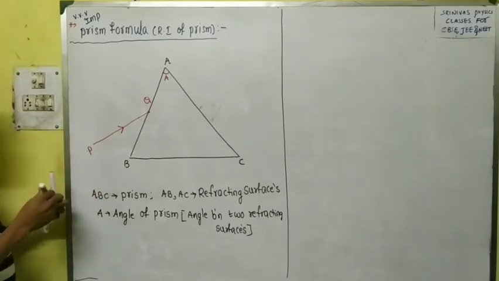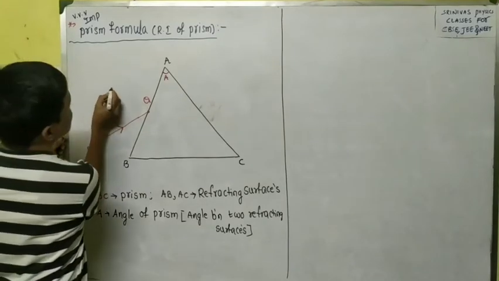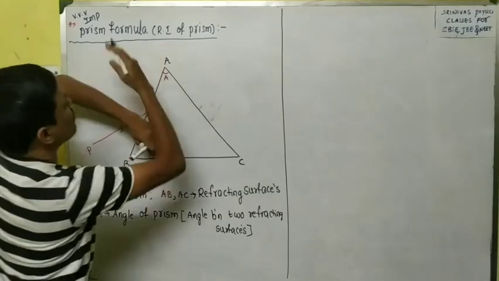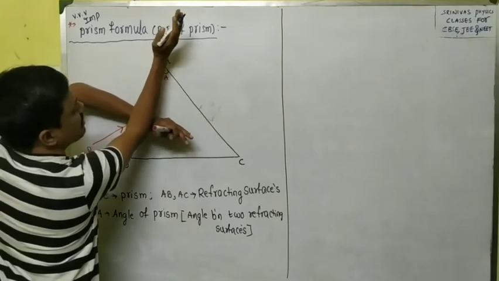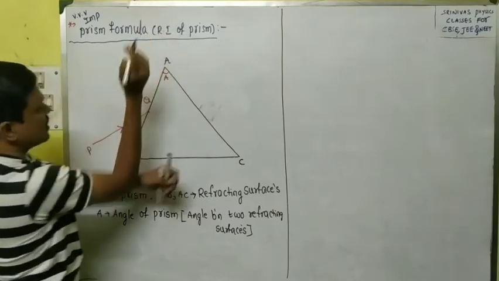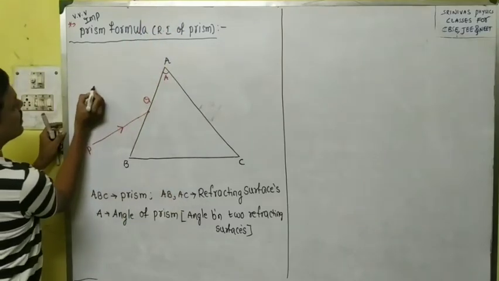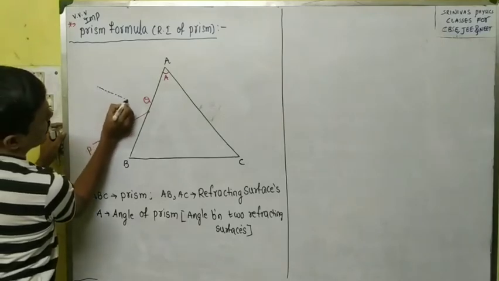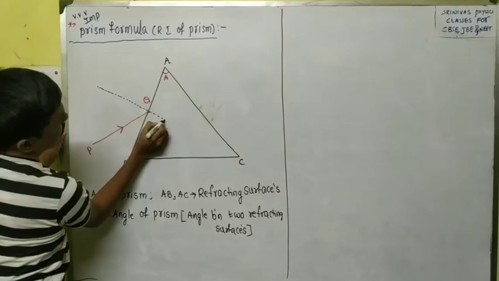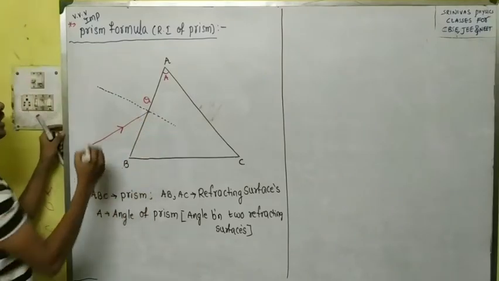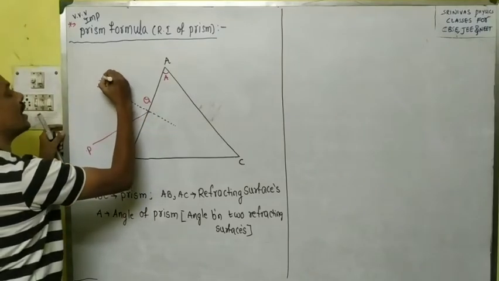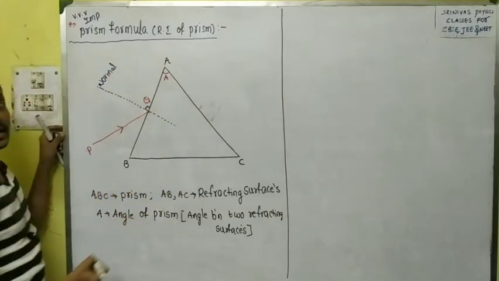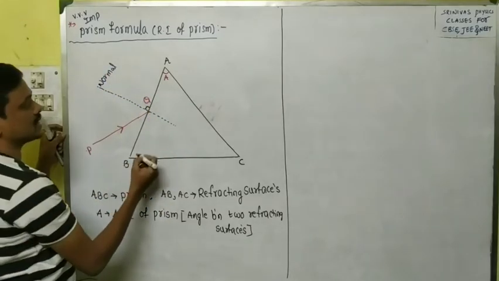For that we have to draw the normal. Let us see here. I am going to draw the normal for the AB surface. Normal means it should make 90 degrees with the surface. That means the normal will be like this. You see here, this is the normal drawn. Normal means what? It is a line perpendicular to the surface. That means this angle should be 90 degrees.